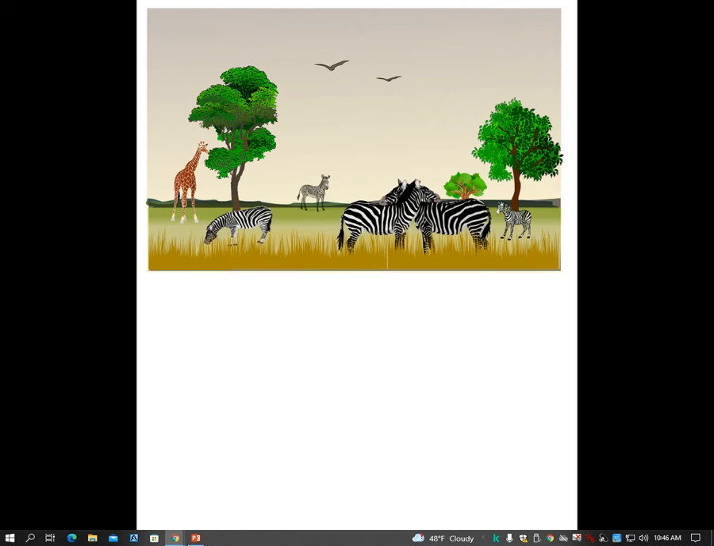So today we learned about food chains, and food chains show the transfer of energy in an ecosystem. I want to show you a little bit more about how to write your own food chain. We're going to start by looking at a savanna biome, and we have zebras and giraffes and all kinds of fun stuff.